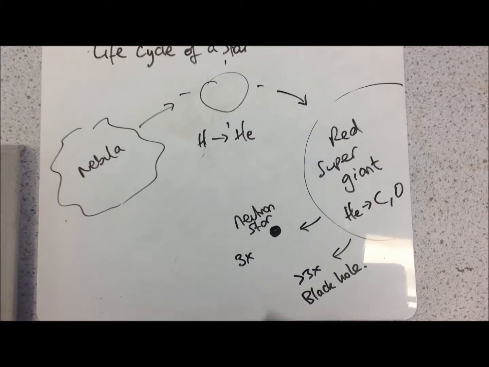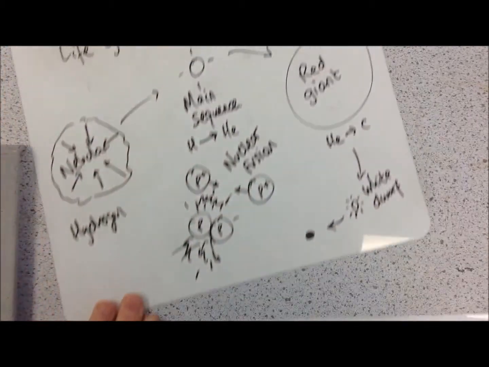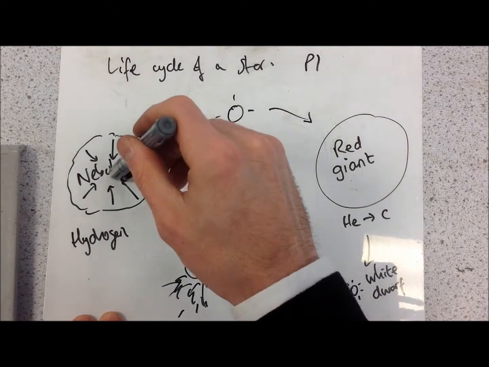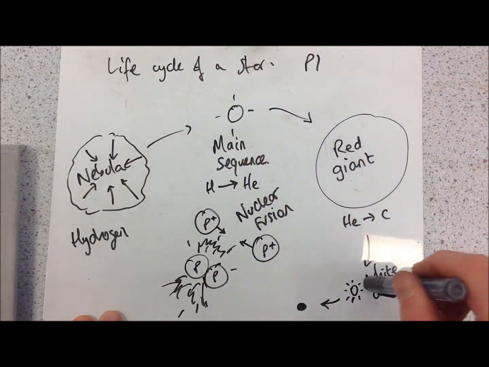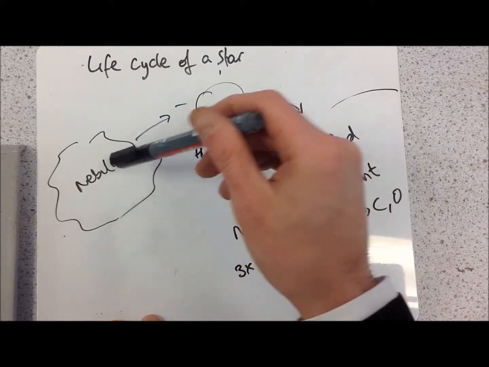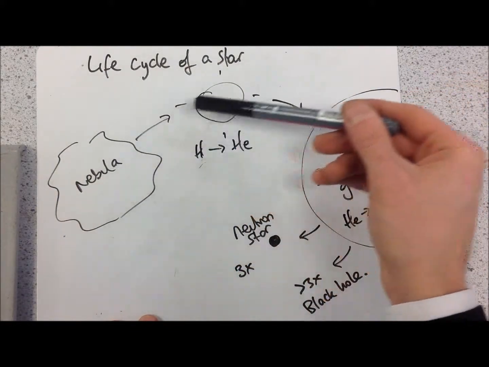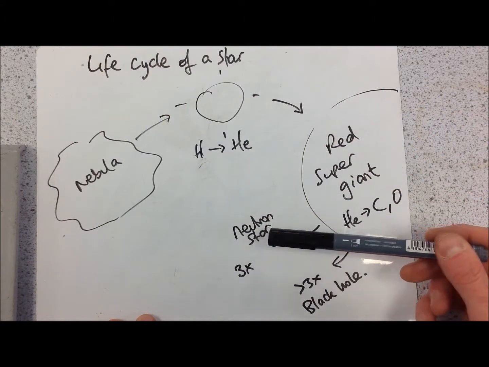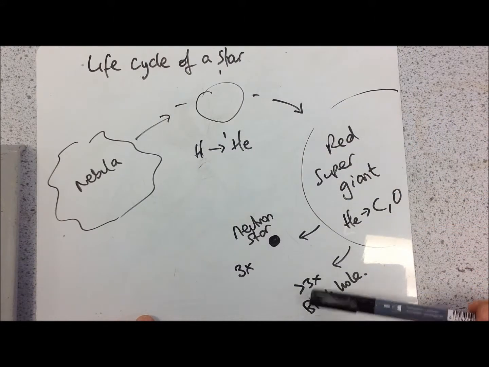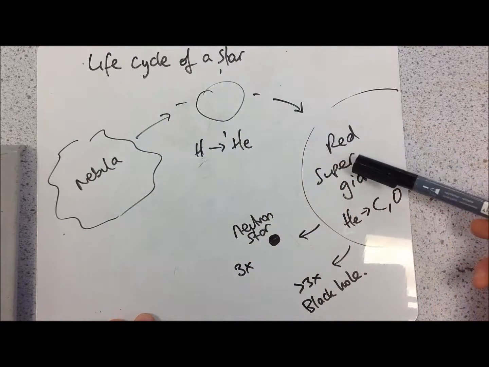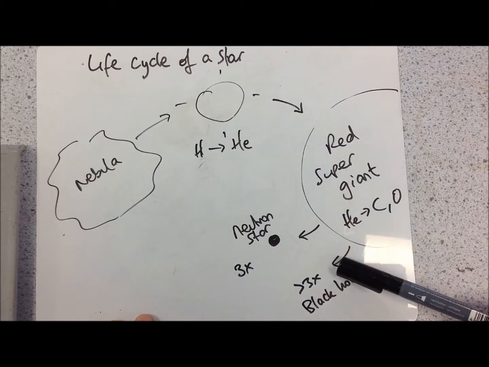Basically, that's the route for a heavy star. So we've got a star like the sun: nebula, main sequence, red giant, white dwarf, black dwarf. A star heavier than the sun, if it was about 3 times heavier, would go nebula, main sequence, red supergiant, neutron star. But again, if it was more than 3 times the mass of the sun, it would go nebula, main sequence, red supergiant, black hole.